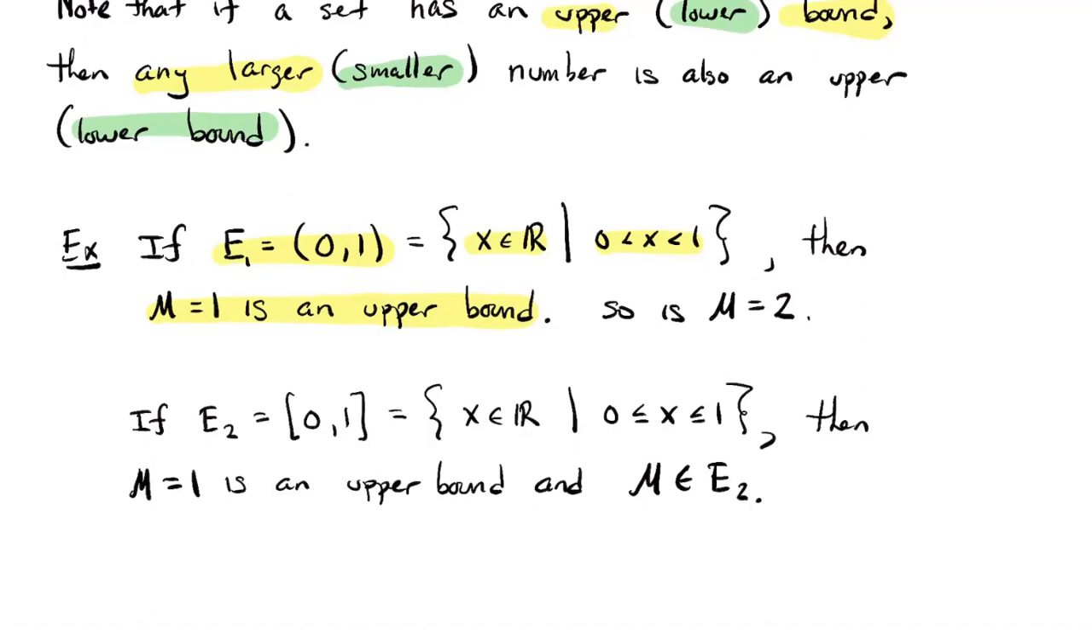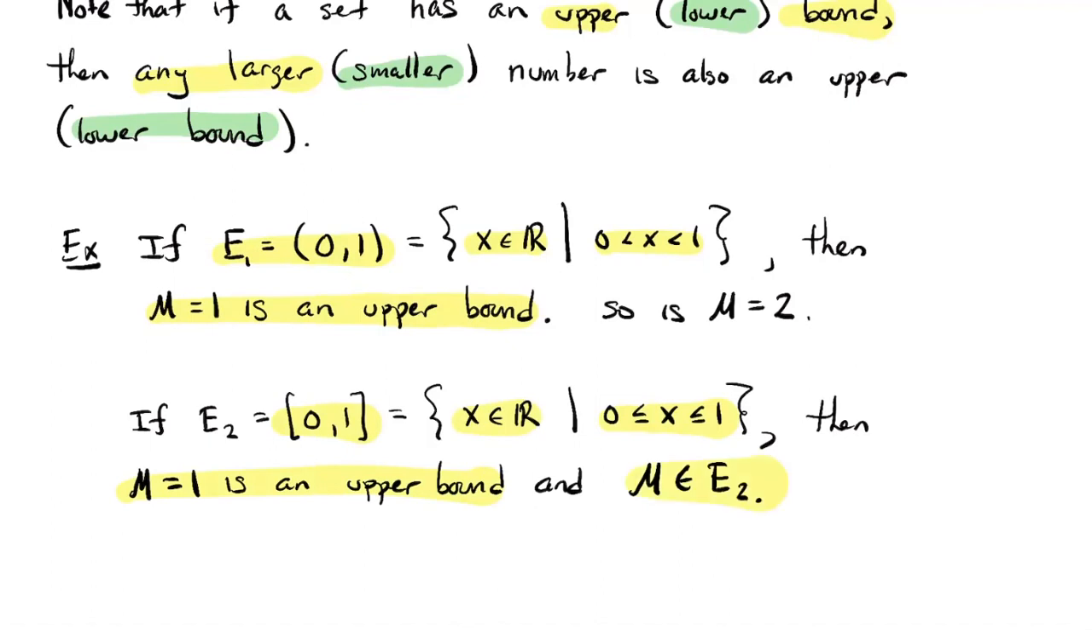Maybe you could stop the video and say what one of them is. Maybe you can say what a couple of them are. Here's a slightly related set. It's the closed interval between 0 and 1. So I'm looking at the x's in R that are greater than or equal to 0, but less than or equal to 1. 1 is also an upper bound for that set. So is 2. Notice that 1 is actually even an element of that set, right?